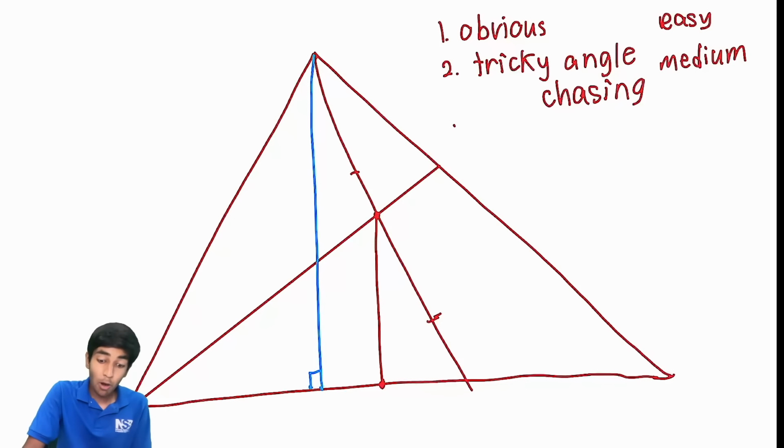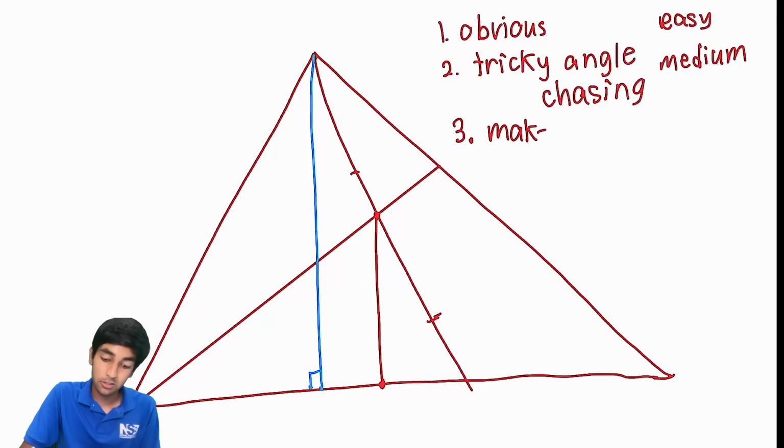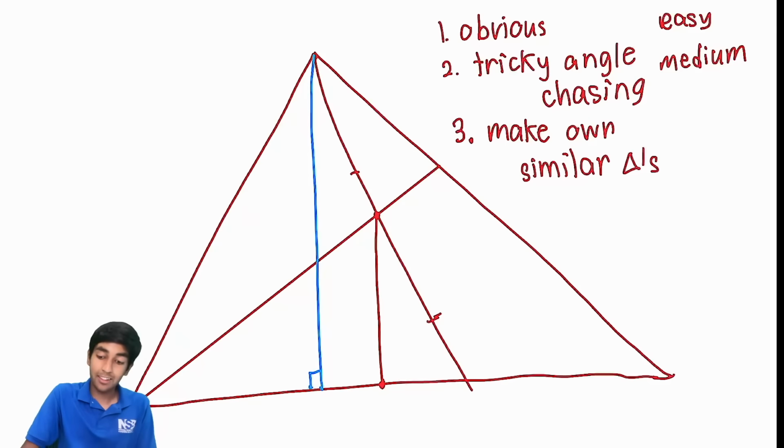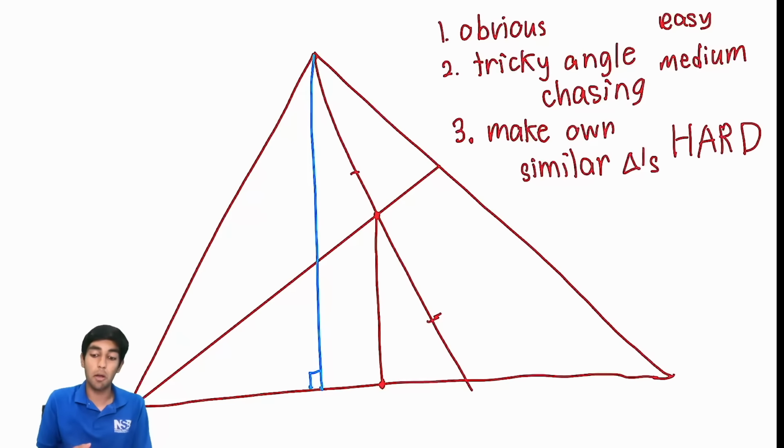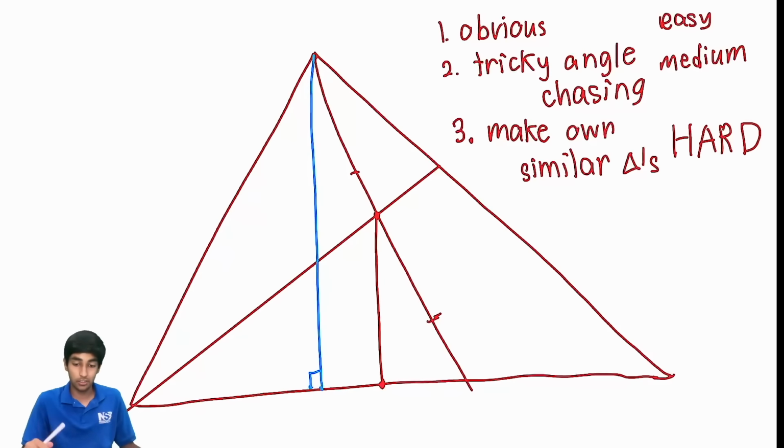And now the hardest part, which many people struggle with, is when you have to make your own similar triangles. And that's what I just showed here: constructing perpendiculars, constructing parallel lines, etc. And this is hard. Oftentimes, even the hardest AMC problems use this: constructing your own similar triangles by dropping perpendiculars and parallel lines.